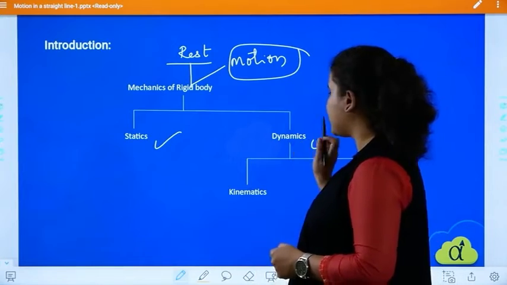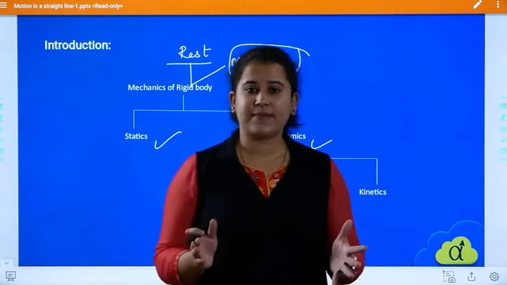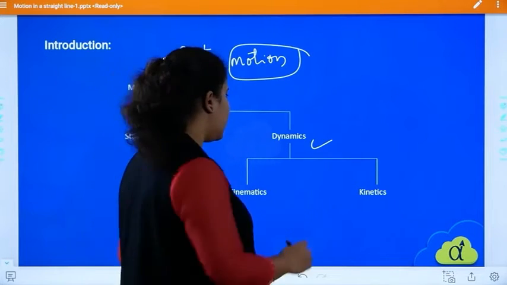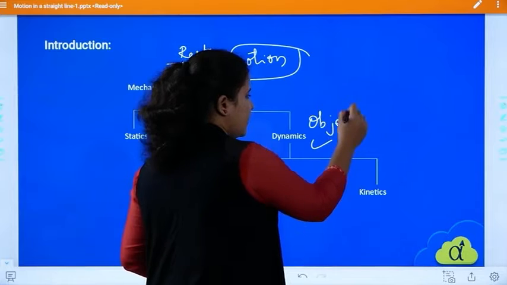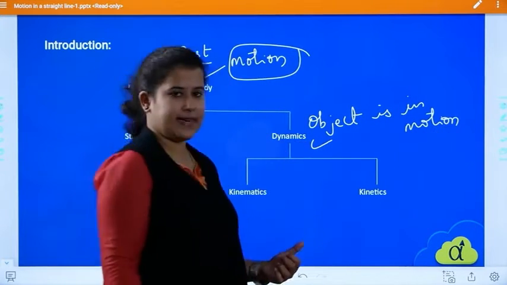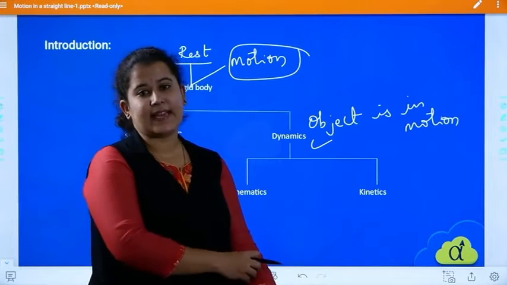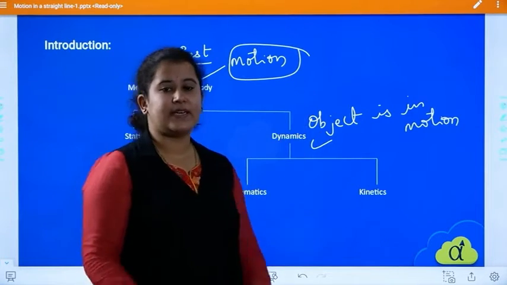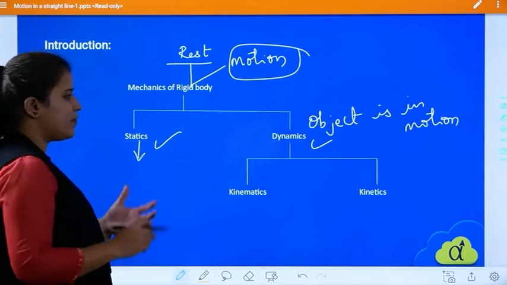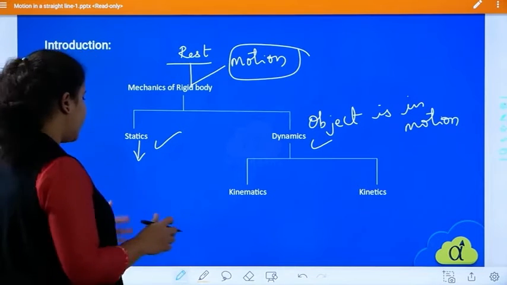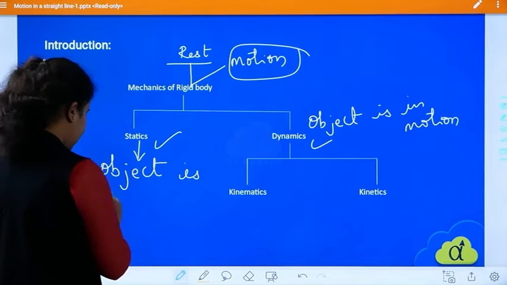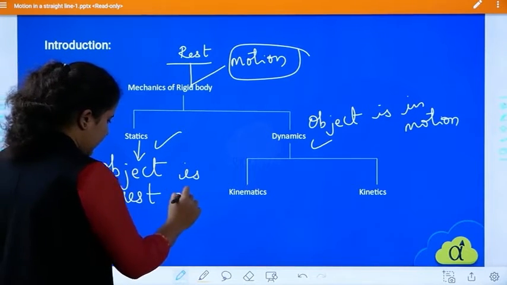And next comes dynamics. So what is dynamics? Dynamics is exactly opposite to statics. Whenever the object is in motion, we take the branch as dynamics. So the branch of physics or mechanics which deals with the study of objects in motion is called dynamics. What about statics? It is the branch of physics which deals with the study of the object whenever it is at rest or equilibrium position.